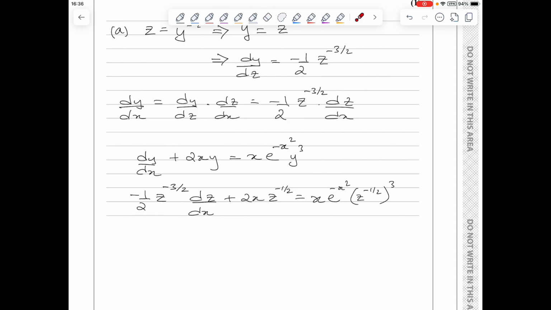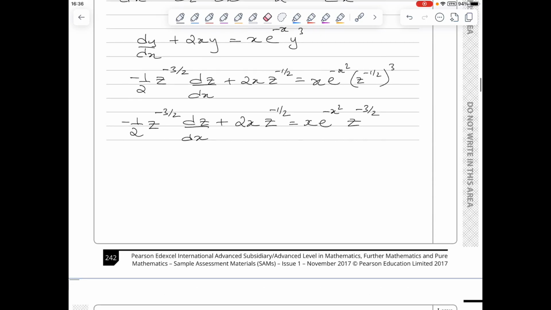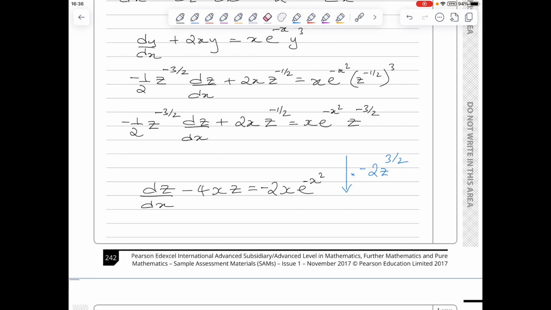I need to multiply those two powers to remove the brackets to get this result. And finally, I need to get rid of this. To do so, I will multiply by minus 2z to the power of 3 over 2. And I will get this result, which is equation number 2.